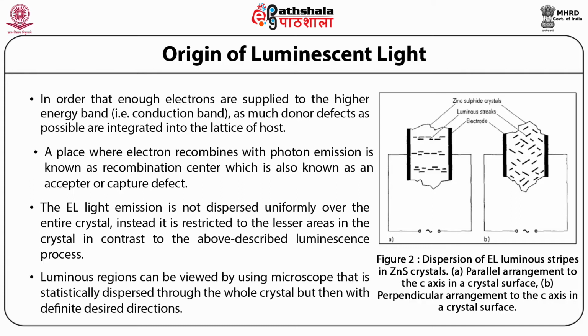Luminous regions can be viewed by using a microscope. They are statistically dispersed through the whole crystal, but then with definite desired directions. The dispersion of electroluminescence luminous stripes in zinc sulfide crystals is shown in figure 2a, where there is a parallel arrangement to the c-axis in a crystal surface. In figure 2b, there is a perpendicular arrangement to the c-axis in a crystal surface.